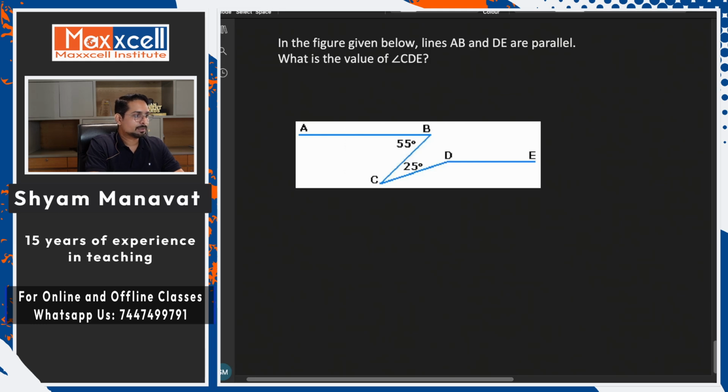In the figure given below, lines AB and DE are parallel. Okay, AB and DE are parallel. So what do we do? Find the value of CDE. We need to find the value of CDE, meaning this angle.